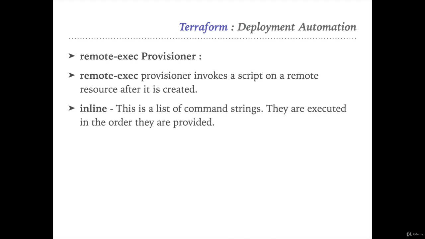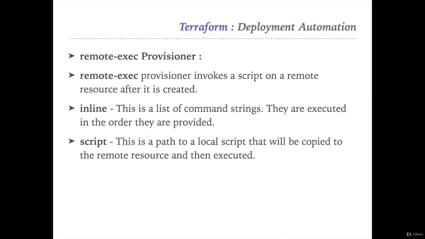Remote exec supports multiple kinds of arguments. The first argument is inline. This is a list of command strings. They are executed in the order they are provided. So if we are defining the remote exec and we define the argument inline, inside the inline we will define an array, right? And after that we can define multiple comma-separated commands which we want to execute on the server. And these commands will execute on the server in the specified order as they are mentioned in the remote exec.